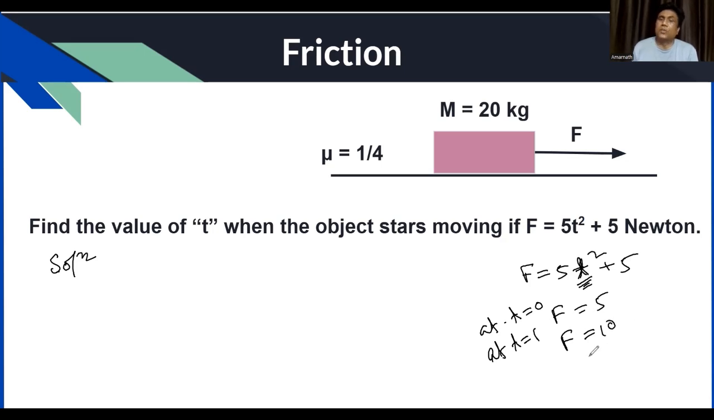Force is 10. So as time always increases, time never decreases, time never goes back, in this situation our applied force is also increasing. At t equal to 2, t square means 2 square, 2 square is 4, 4 into 5, 20, 25. It will be 25. So you see the force is going on increasing.